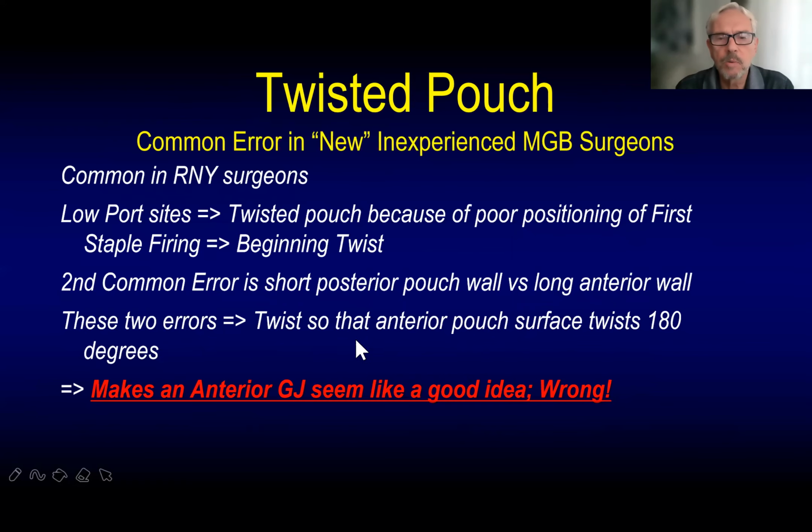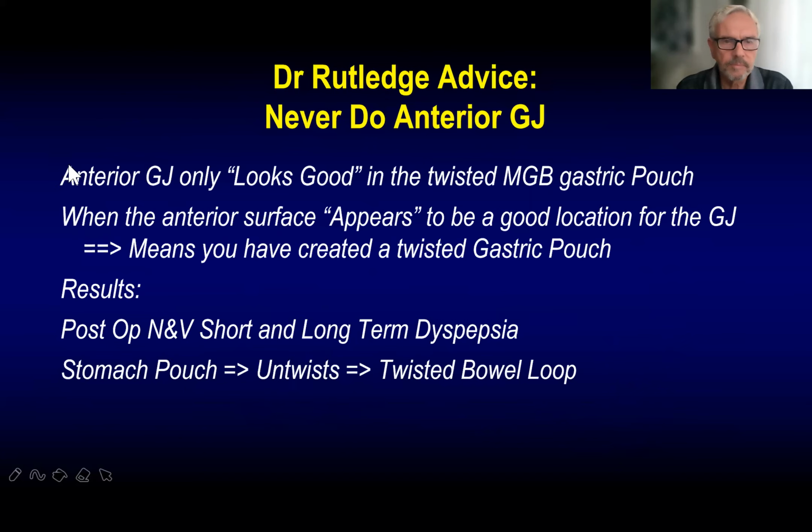So these two errors, twists of the anterior pouch surface, twists 180 degrees, and this makes the anterior GJ seem like a good idea. That, in my opinion, is wrong. It's a technical error, which leads to complications in our patients. In my opinion, the anterior gastro-jejunostomy only looks like a good idea because the pouch has been twisted. And we'll see some videos and slides and photographs of this.